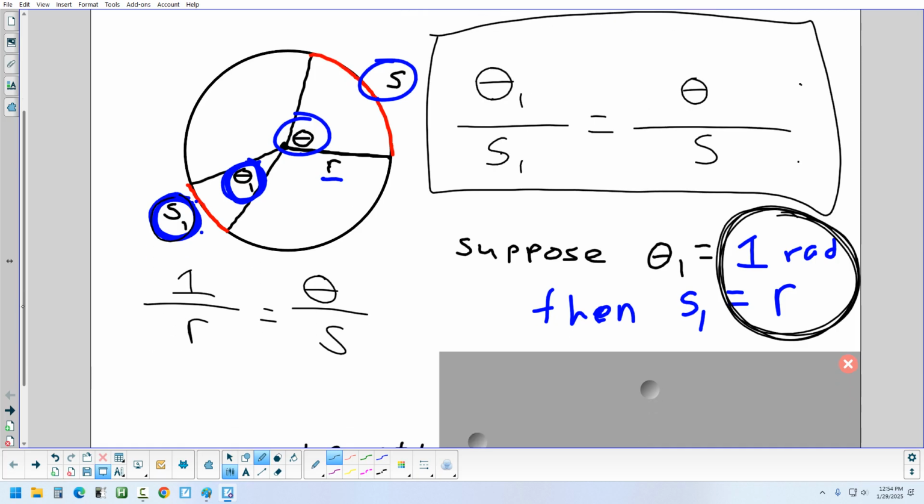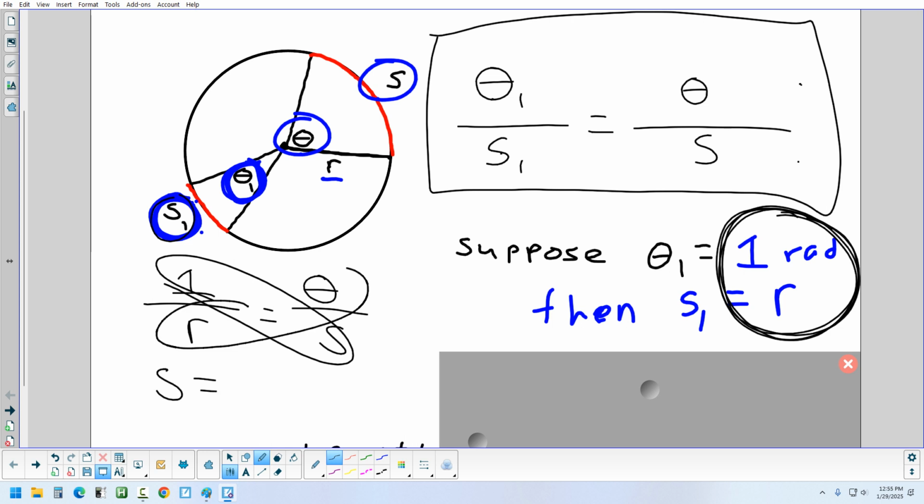Now when you have a proportion, does anybody remember how you solve it? You multiply the top and the bottom. Isn't it cross multiply? Cross multiply. If you cross multiply, what's S times 1? 1S. And then what's R times theta? R theta. Just R theta.